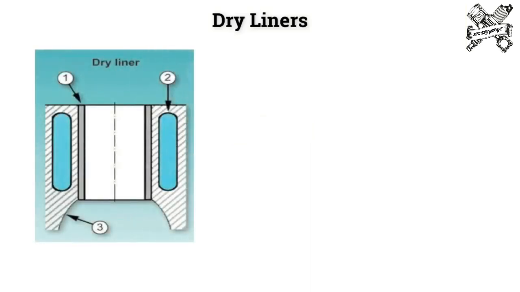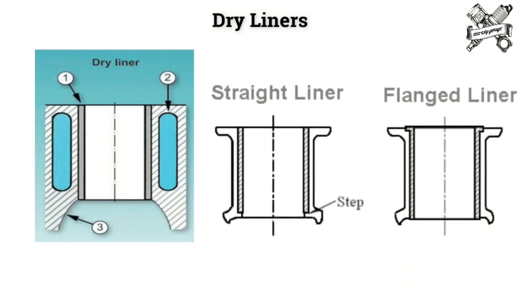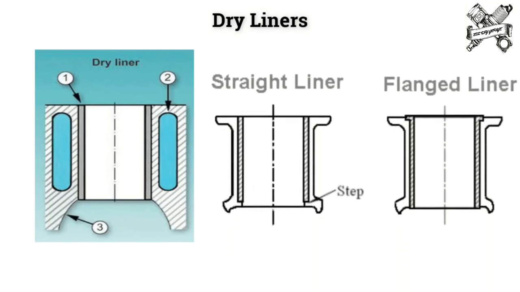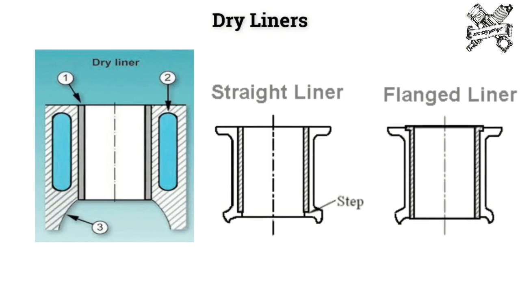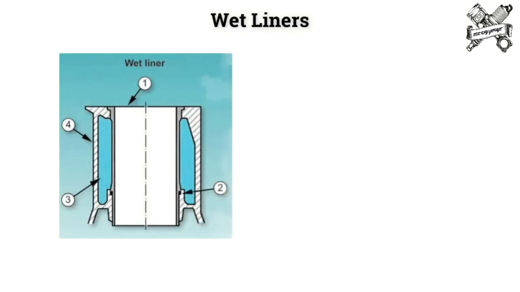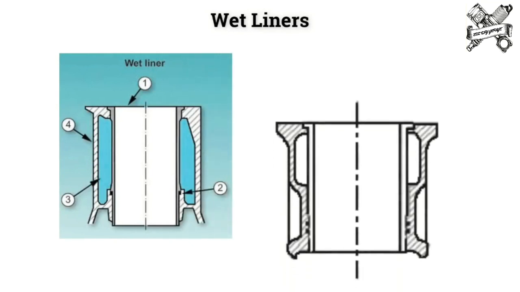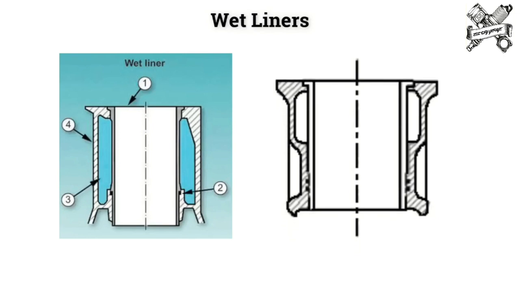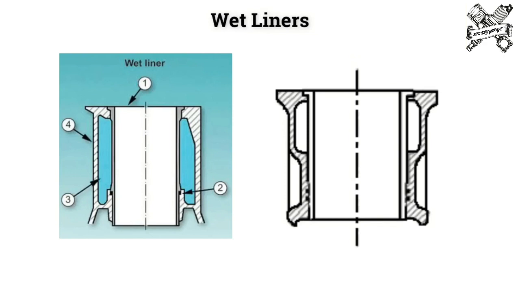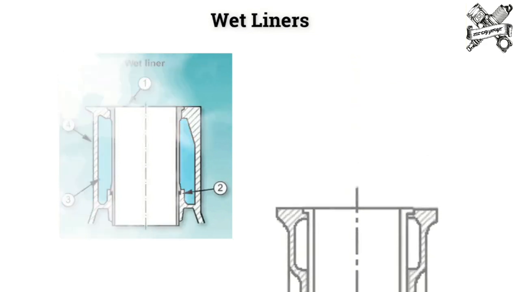Dry liner is made in the shape of a barrel with a flange at the top, which keeps it in position. The entire outer surface bears against the cylinder block casting, and hence, these are machined accurately at both outer and inner faces. Wet liners are in direct contact with the cooling water at their outer face. Because of this, these liners need not be machined very accurately at the outer surface. However, they are machined accurately at the inner surface.